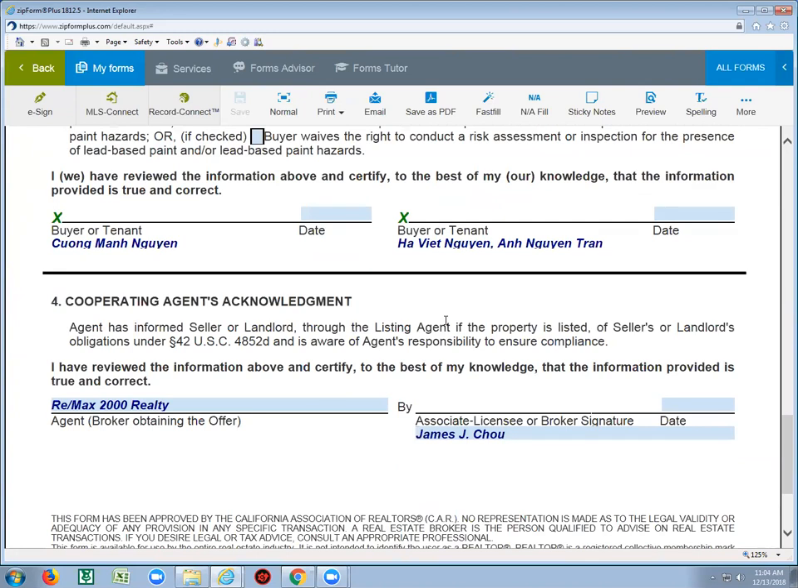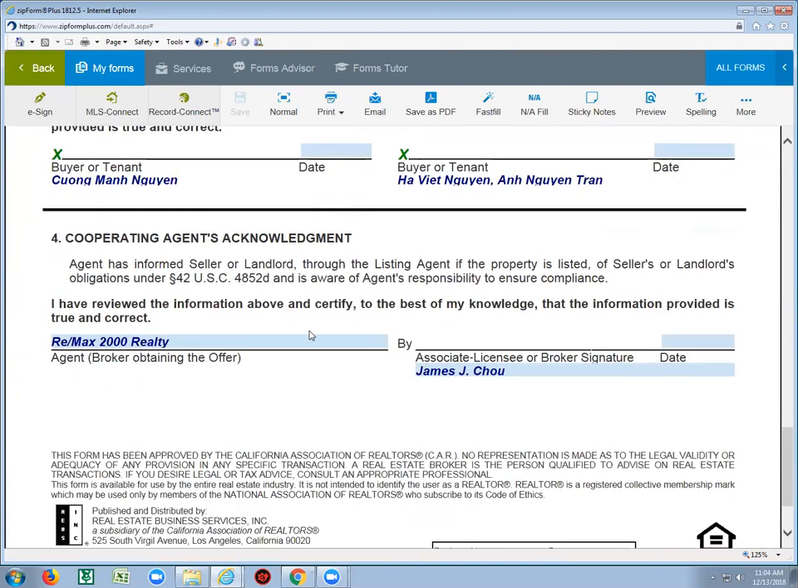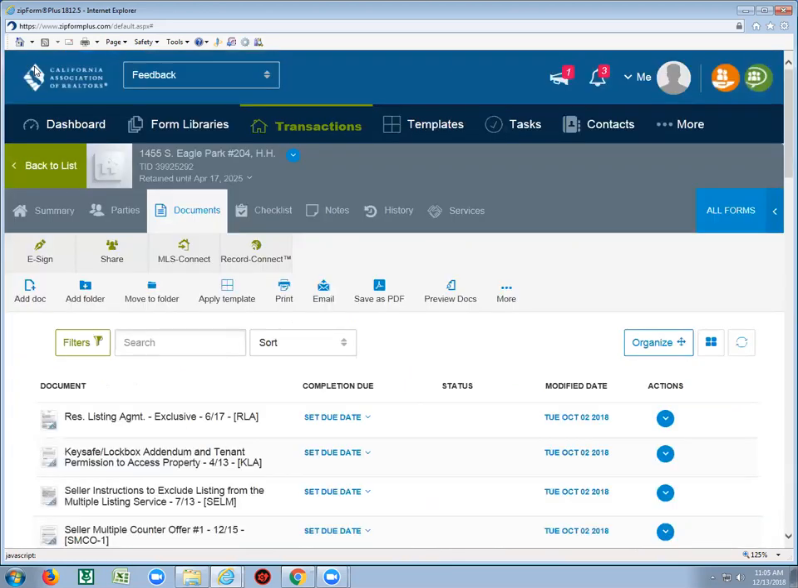Then if there's any cooperating agent acknowledgement, that's the buyer's agent. You sign on paragraph 4. So it's going to be the 2 pages on the lead-based paint, and this is very important. You need this form whenever you lease or sell any property prior to 1978. Any question? No. Okay.